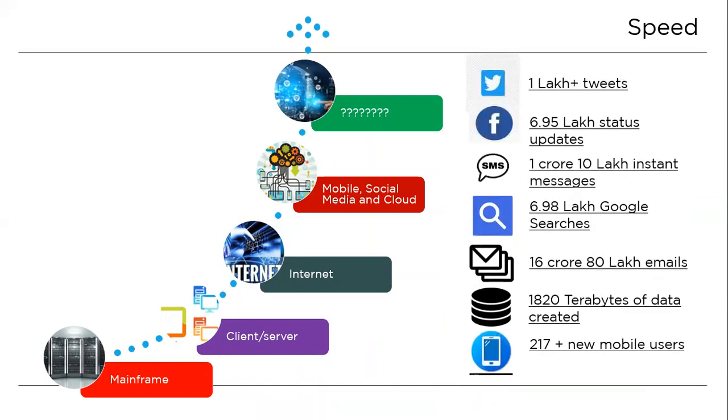I'm just showing you some of these statistics. Please don't be terrified by this. It is very important to note that the statistics which I'm showing to you on the right side are not at a per day level or at a monthly level. Don't be shocked, but this is data which we are seeing at a per second level. Each second we have 1 lakh plus tweets. Each second we have approximately 7 lakh Facebook status updates. We have around 1 crore 10 lakh instant messages. We have approximately 7 lakh Google searches. We have 10 crore 80 lakh emails, we have 1820 terabytes of data created, and we have 217 new mobile users coming into the system each second.